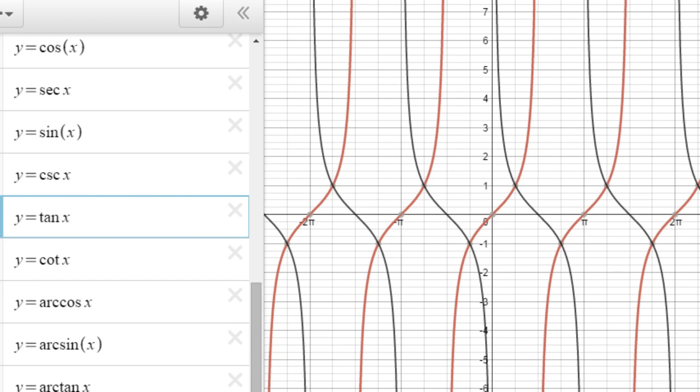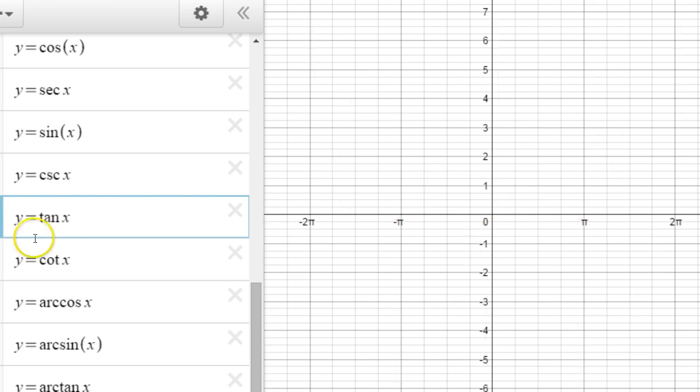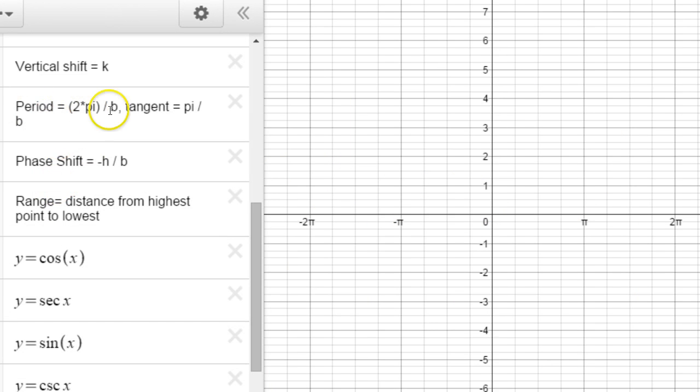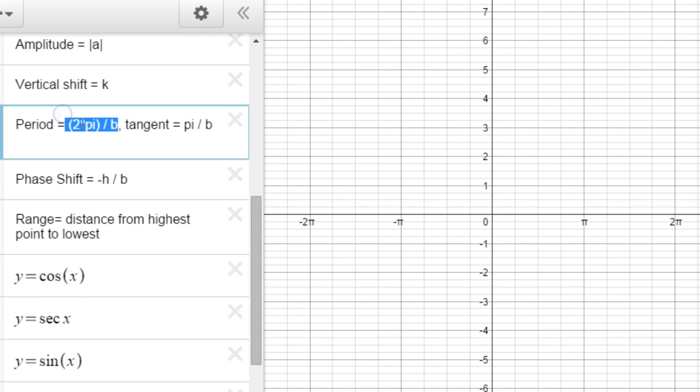All right, now other than that, secant, cosecant, and cotangent still obey all the same rules, except cotangent's period is going to be pi divided by b. Cosecant and secant, their period is going to be 2 pi divided by b.